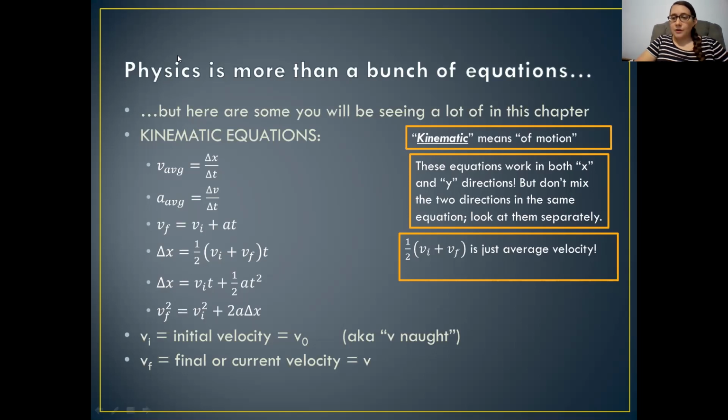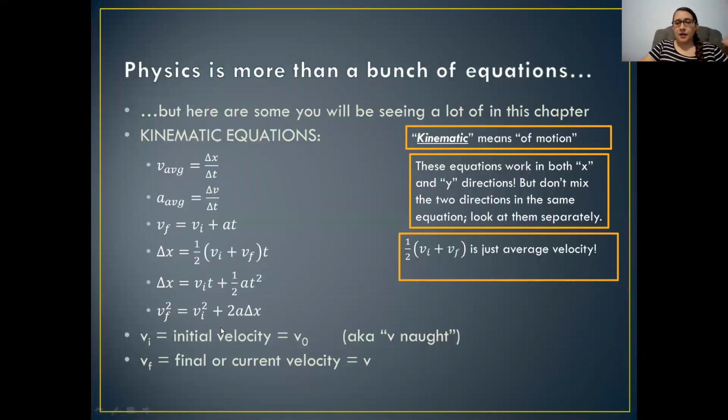Kendra, will x always mean position? Yes. And specifically, x means horizontal position. So if we're talking about vertical position, like how far something has fallen down, you might see it written as delta y, just to show you that we're talking about the vertical direction. But x or y will always mean position, either horizontally for x or vertically for y. Good question.